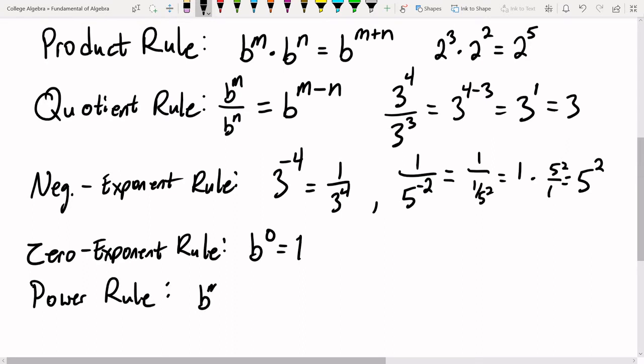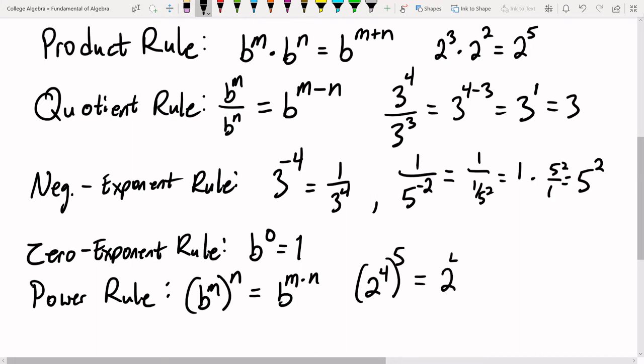It says that b to the n power, and that thing to some other power, or the same one, it doesn't matter, is a power to a power. You multiply the powers. So for instance, say we had 2 to the power of 4, to the power of 5. This equals 2 to the power of 4 times 5, or 2 to the 20.